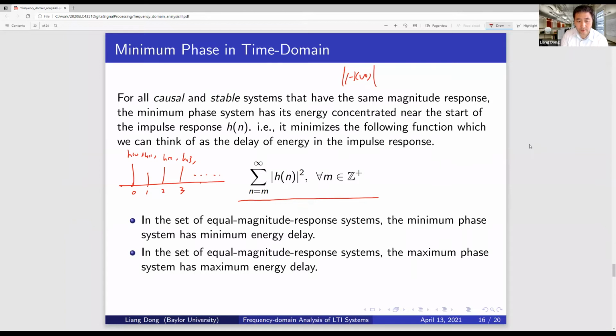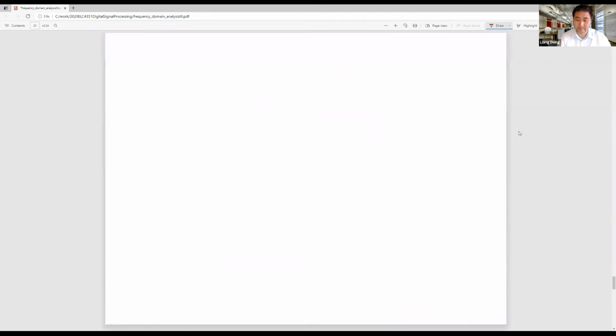I want to make sure that whenever you count this tail, starting here, m equals 2, the energy of that is the smallest. In a set of equal magnitude response systems, the minimum phase system has minimum energy delay. In a set of equal magnitude response systems, the maximum phase system has maximum energy delay, as we already discussed using those examples.